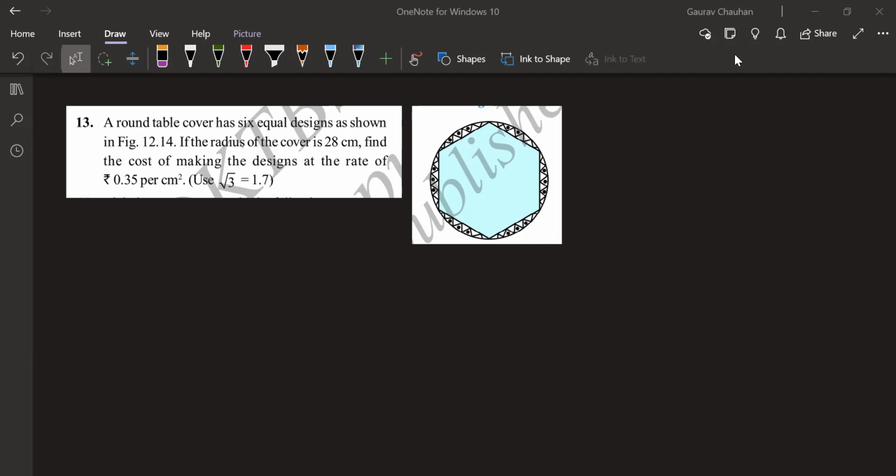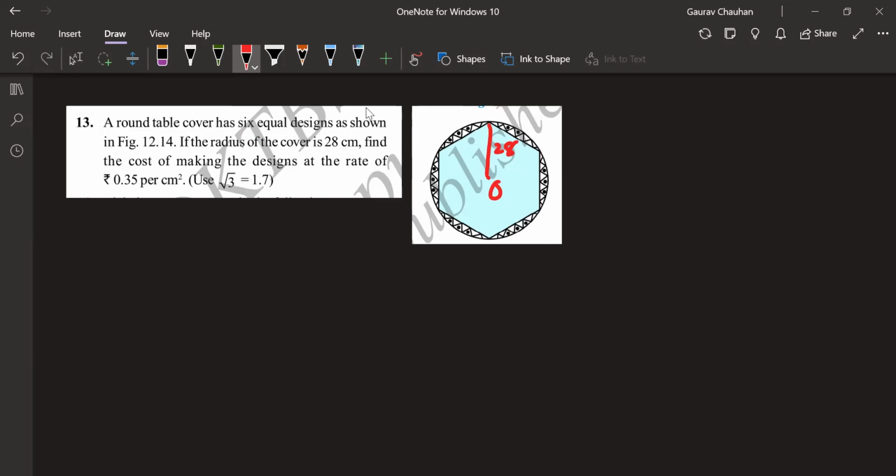That is, they've given you a round table cover. They're saying 6 equal designs. This drawing part is designed. Okay, 6 equal designs. 1, 2, 3, 4, 5, 6, as shown in the figure. The radius of the cover is 28 centimeter. So this is O. Radius of the cover is 28 centimeter. Okay with that, everyone?